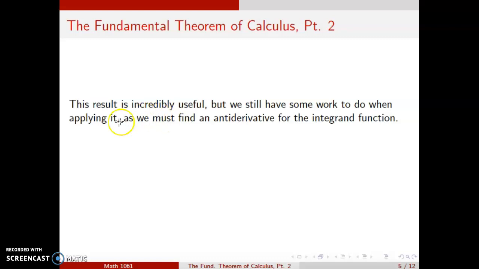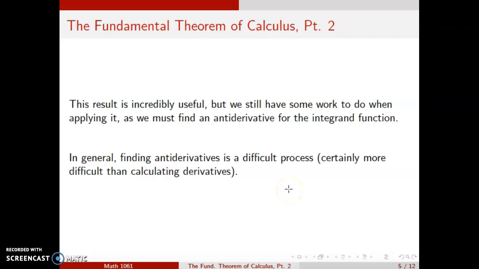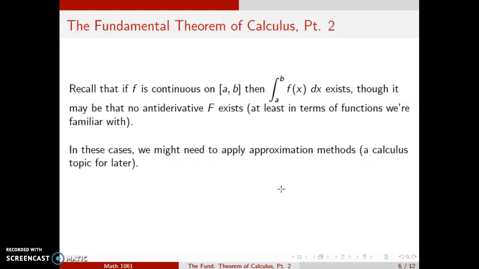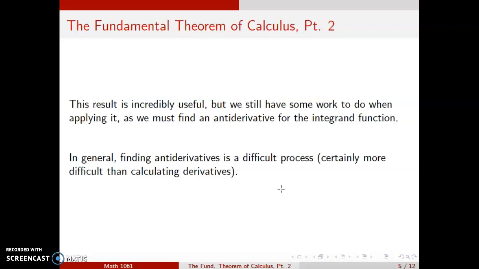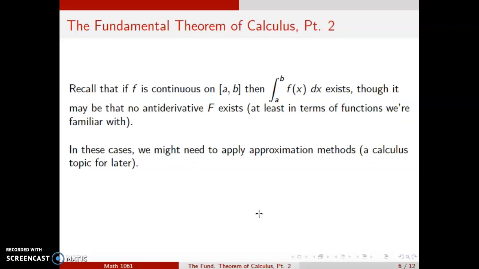So like I said, this is an incredibly useful result, but finding antiderivatives is not the easiest thing to do. In general, it's a very difficult process. It's more difficult than calculating derivatives. If you think about functions, it's kind of like evaluating a function versus solving an equation. Kind of getting an output versus finding an input that makes the thing true. Anyway, it's more difficult. So we know from earlier work that if f is continuous on that interval, then we know that this exists.